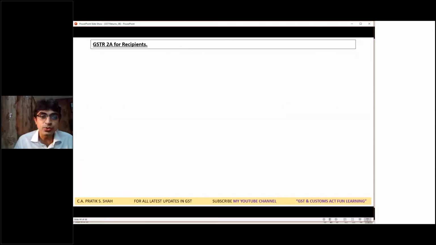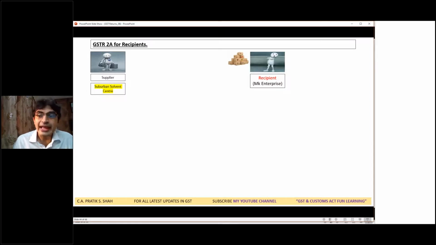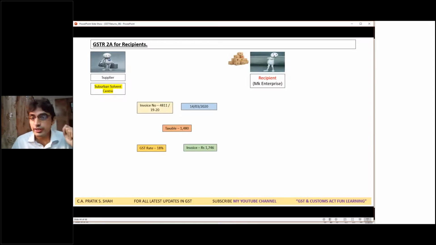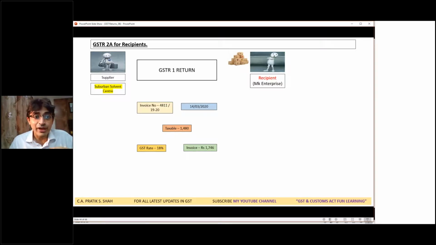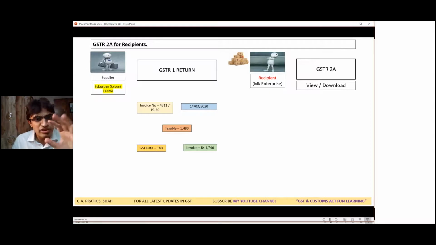One example I would like to show you. Suppose I am a supplier, my name is Suburban Solvent Center. You are a buyer, your name is MK. I sold goods or gave services to you. These are the invoice details. As a supplier I will file GSTR1. When I file GSTR1, details will be auto-populated in recipient MK's GSTR2A, which you can view. This is not a return. 2A is just a facility to view and download.